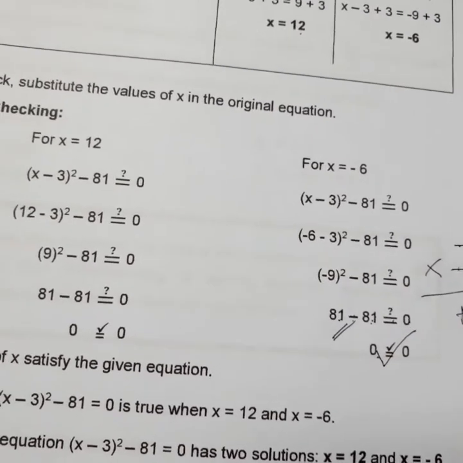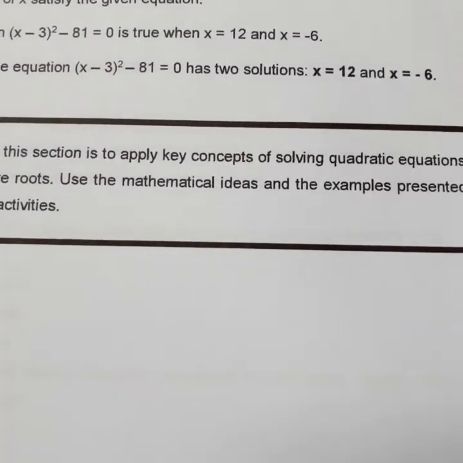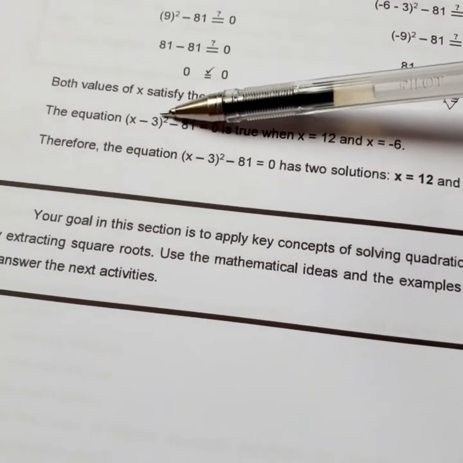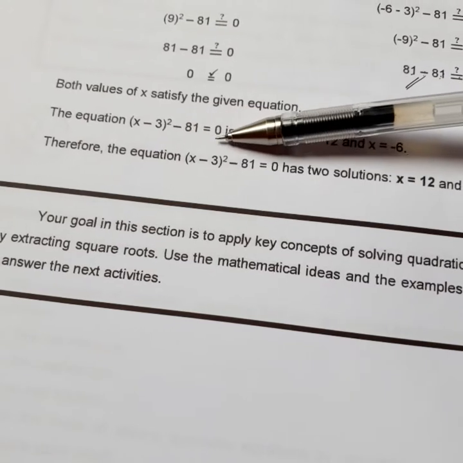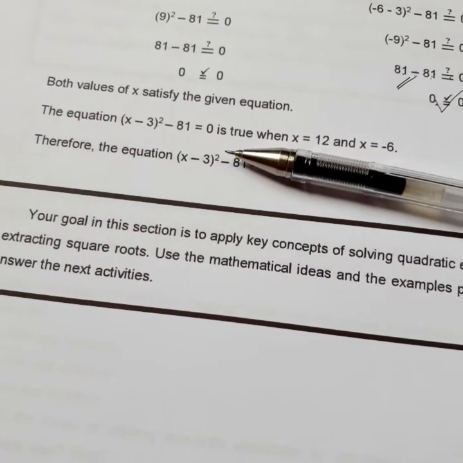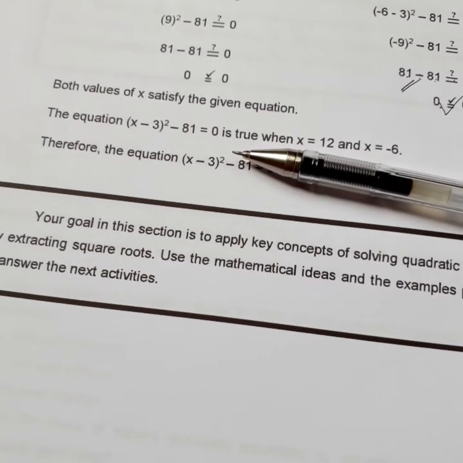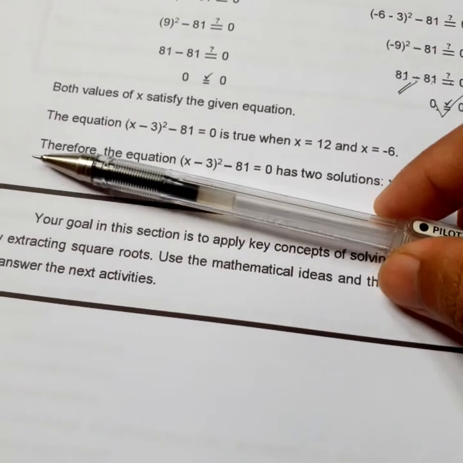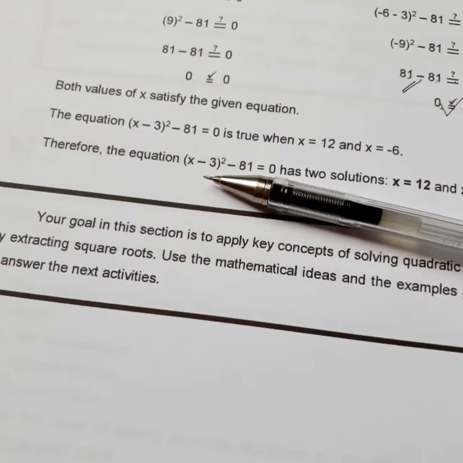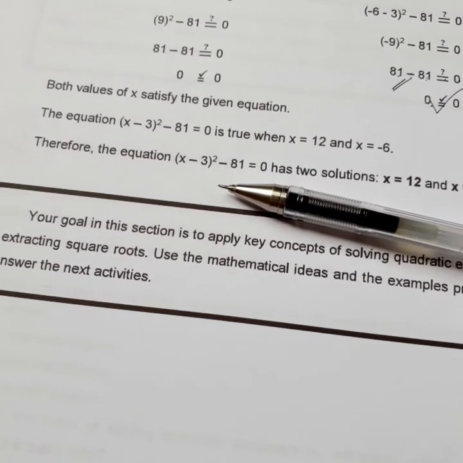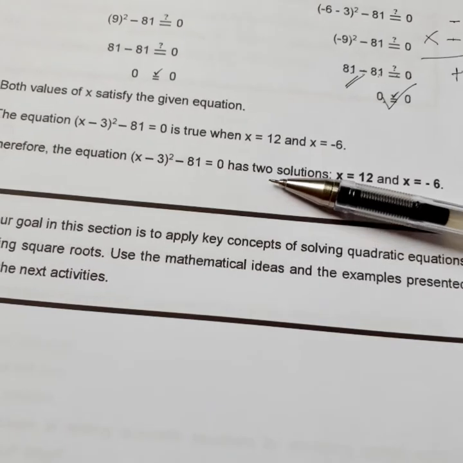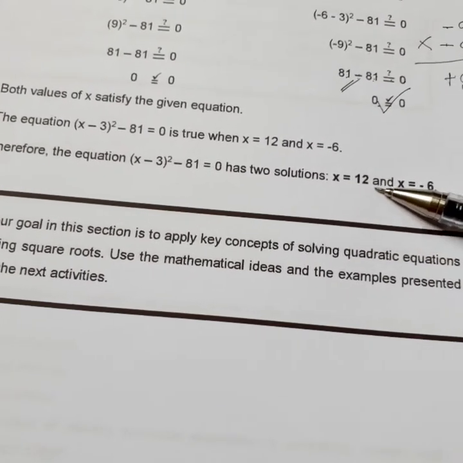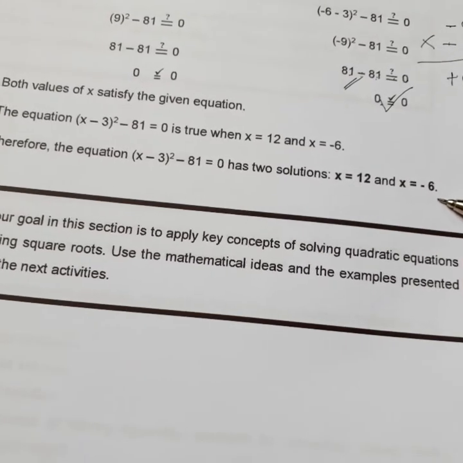Check. Therefore, both values of x satisfy the given equation. The equation x minus 3 squared minus 81 equals 0 is true when x equals 12 and x equals negative 6. Therefore, the equation has two solutions: x equals 12 and x equals negative 6.